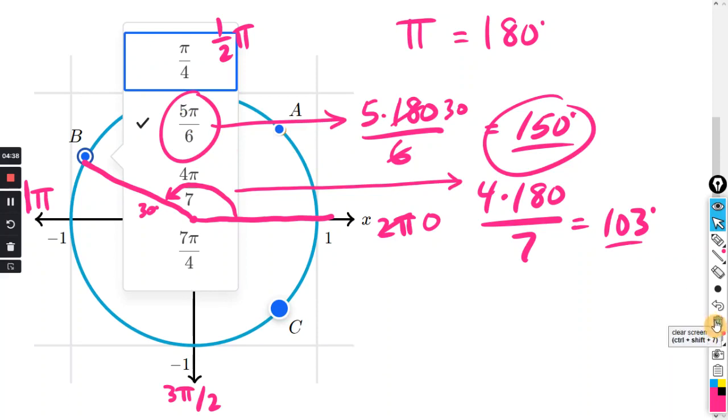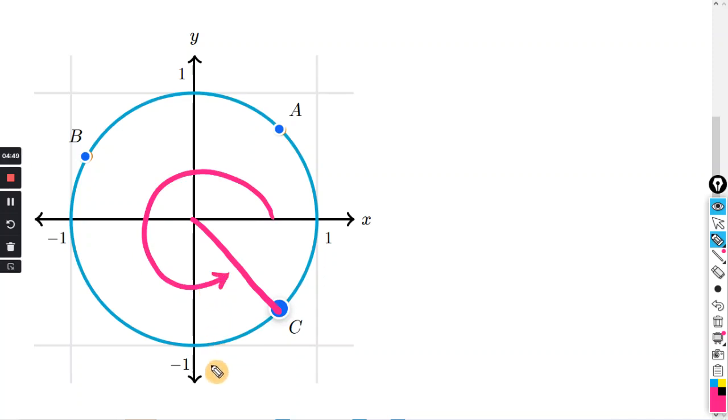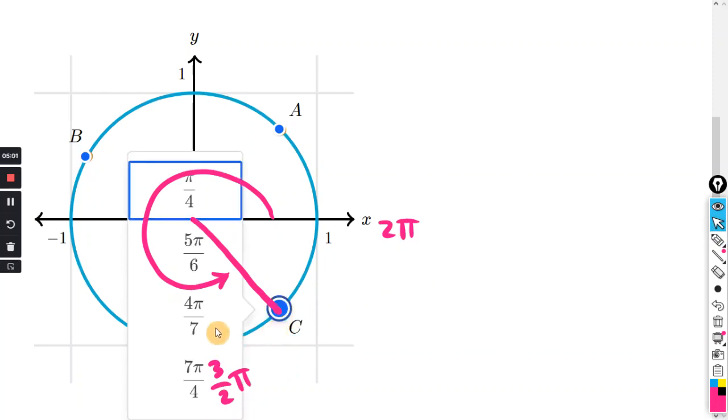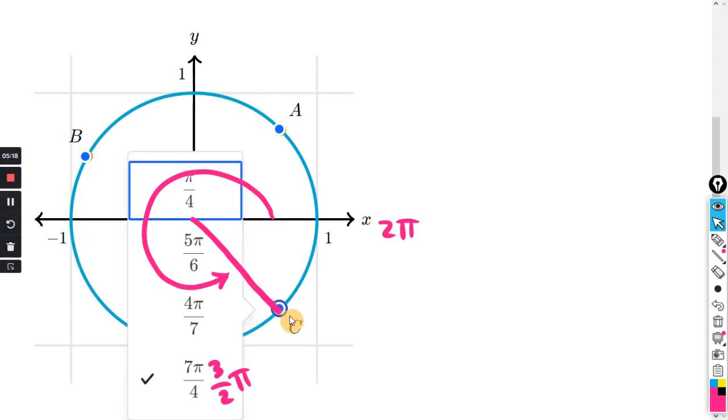Okay, finally, for the last one, if we draw the radius from the origin to the point, we're going all the way around here. We went past 3/2 pi, but we didn't make it all the way to 2 pi. So it's going to have to be greater than 3/2 pi, and it's definitely greater than 1 pi, so it can't be the others. All of those fractions times pi are less than 1, so it has to be the 7 pi over 4, 7/4 pi.